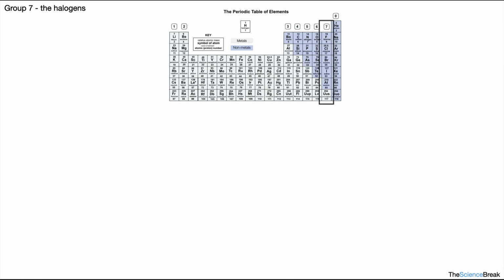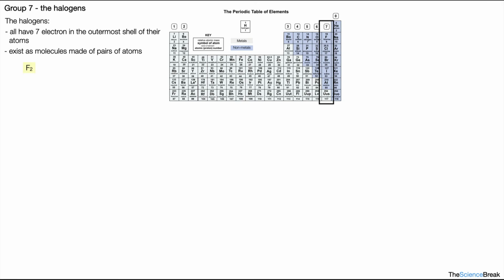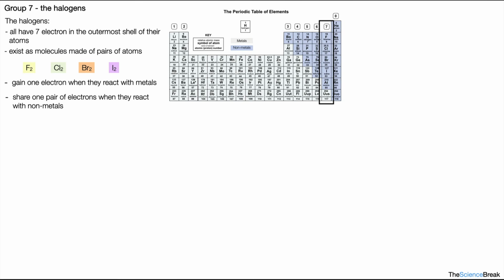These are over here in group 7. And the halogens all have 7 electrons in the outermost shell of their atoms. They exist as molecules made of pairs of atoms. So we have F2, which is for fluorine. Chlorine is Cl2, bromine is Br2, and iodine is I2. Each atom of our halogen can gain 1 electron when they react with metals. They share 1 pair of electrons when they react with non-metals.